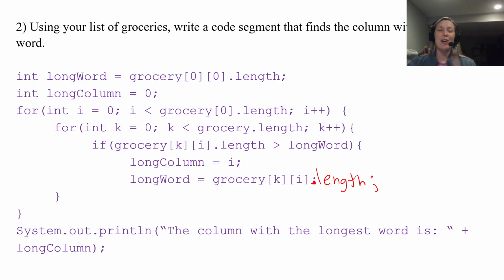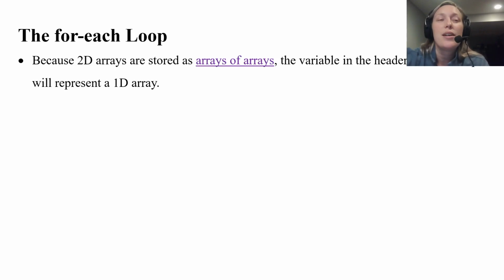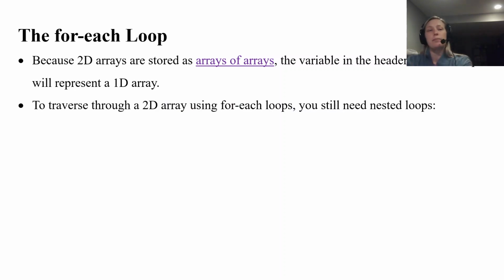As we know from our array unit, we also have the for each loop, or the enhanced for loop. So we're going to look at how we traverse using that. The for each loop. Okay. So remember we talked about in lesson 1 how 2D arrays are stored as arrays of arrays. So the variable in the header for the for each loop is going to represent a 1D array. Because by default, the way Java handles two-dimensional arrays is as arrays of arrays. So the outer loop actually represents a one-dimensional array, which is the row of your 2D array.